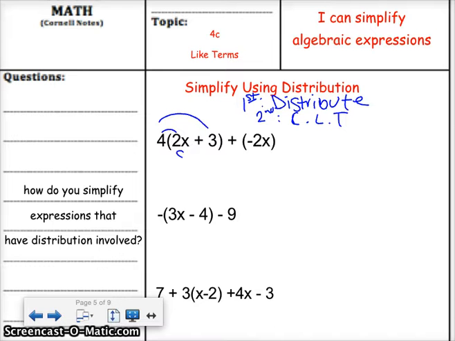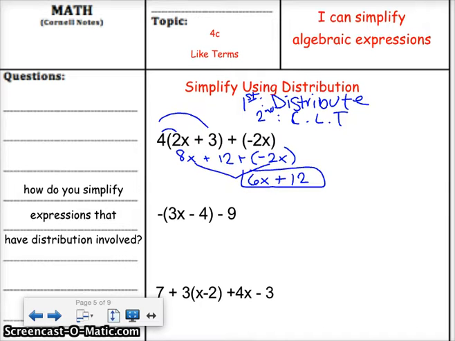4 times 2 is 8x plus 4 times 3 is 12 plus the negative 2x. Now I can combine my 8 and negative 2 and that gives me 6x plus 12. And that's my simplified expression.